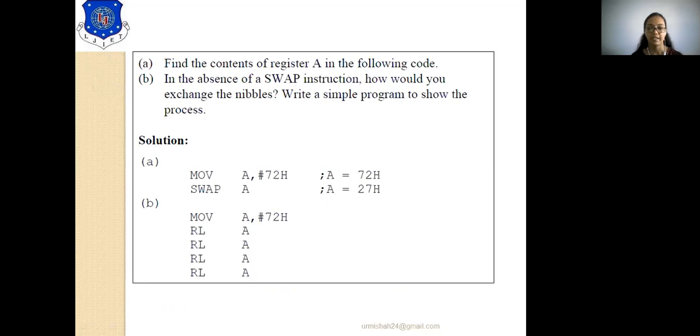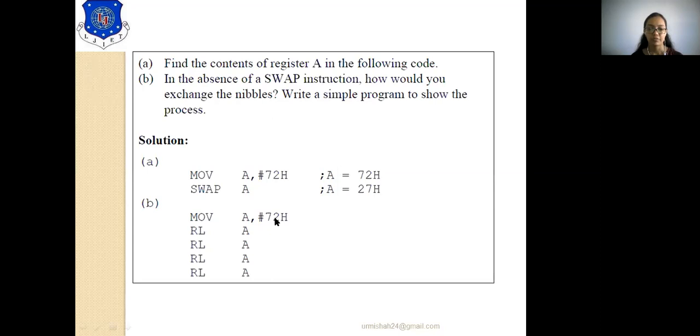Now one example has been given to you. You have to find the content of register A. In the absence of the swap instruction, how would you exchange the nibbles? You have to write a program for that. Here, simply using swap, you can say 72 will be converted to 27. But without using swap, how will you perform this?